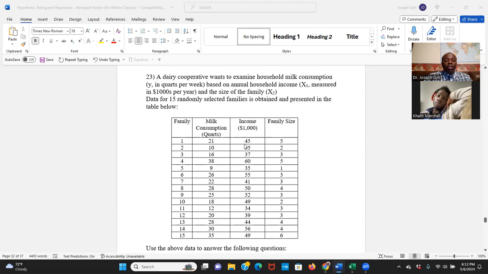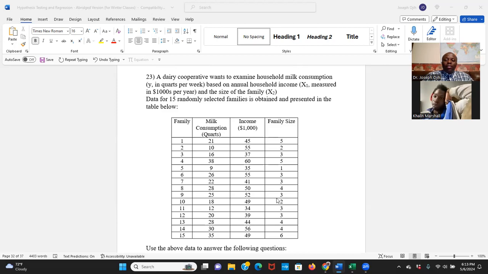This is the income in thousands. That means this one is 45,000, this one is 55,000. Then this is the family size. So like I said, to use multiple regression to solve this, you have to get 4 equations. They call them the normal equations. You form the equations using these variables here, and from there you can figure out the values.